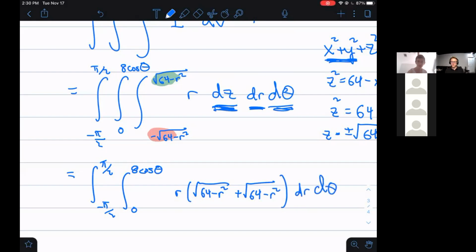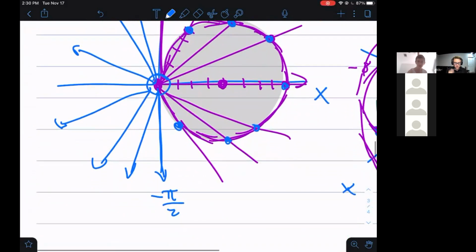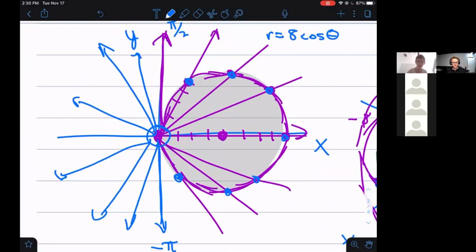I had a quick question. Yeah. I'm sure you just said it, I'm sorry. So you are saying that theta goes from negative pi over 2 to pi over 2 because the circle touches the origin, so technically it goes to the y-axis?